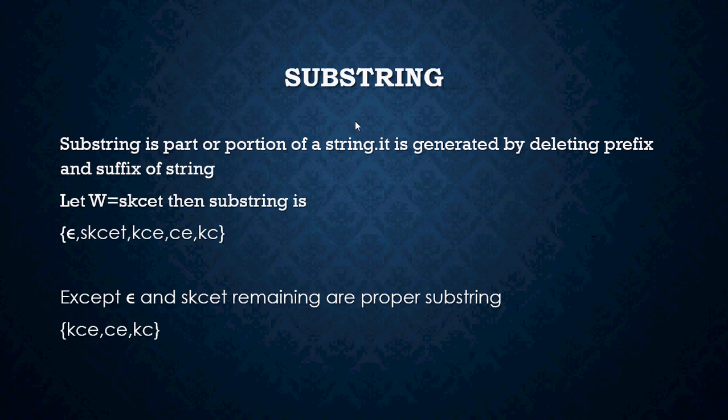Now, what is meant by substring? A substring is a part of the string. In other words, when we delete the prefix and suffix of the string, that is called a substring. Anything which forms part of the string is called a substring. For instance, we take W equal to SKCT. SKCT is a string here. Then the substring is anything which is part of that. For instance, epsilon is a part, SKCT is a part, KCE is a part, CE is a part, KC is a part. Now, when epsilon and SKCT are removed, then that is called a proper substring. So anything which is part of the string is called a substring here.